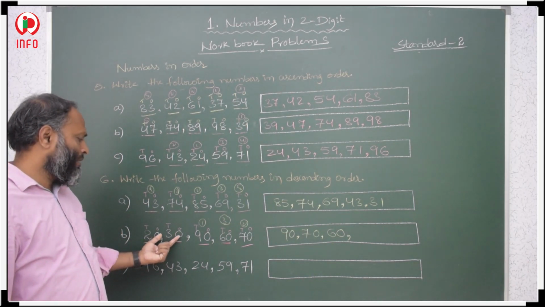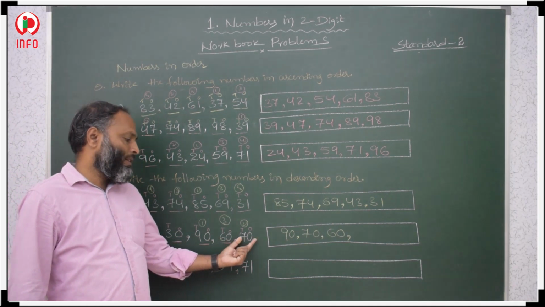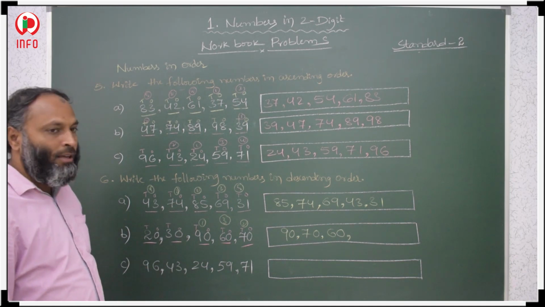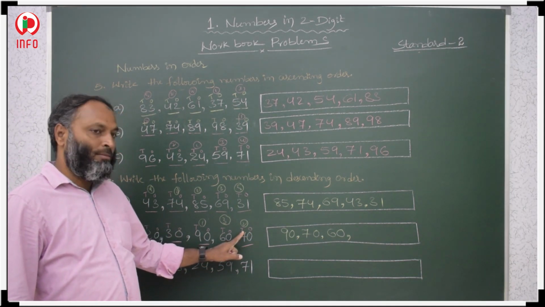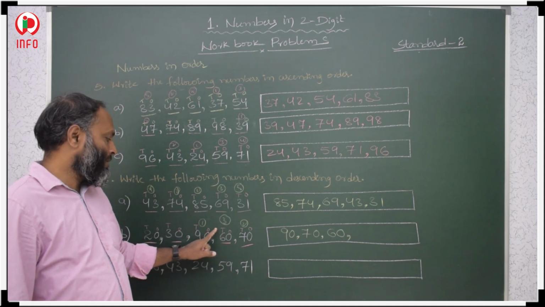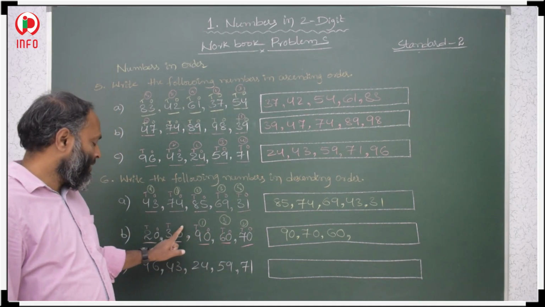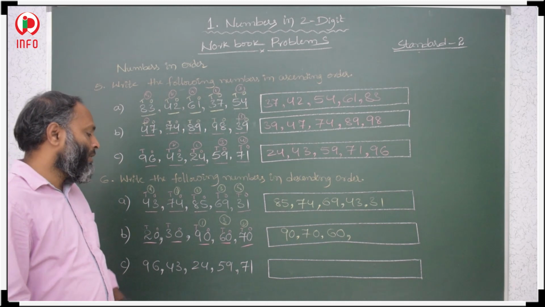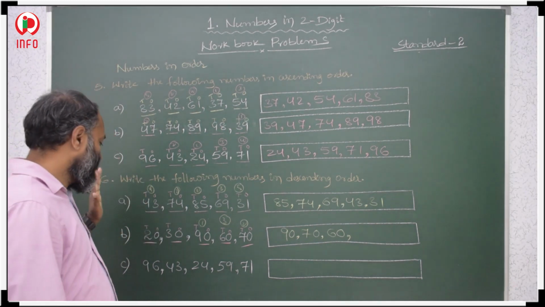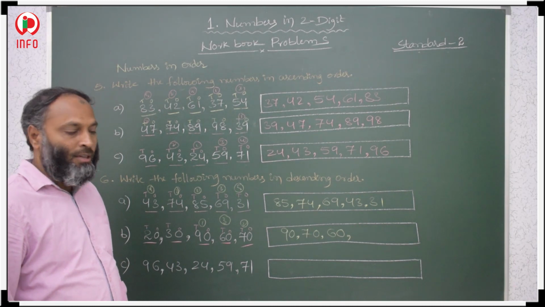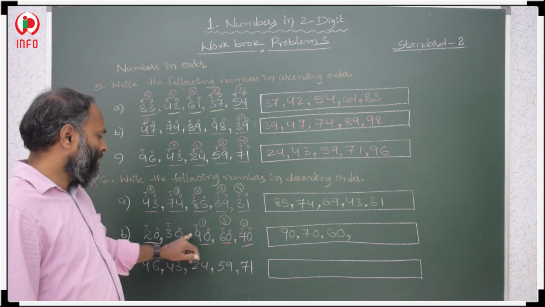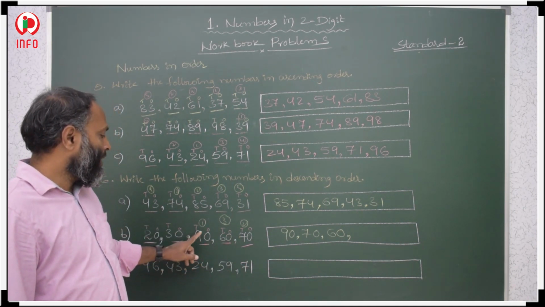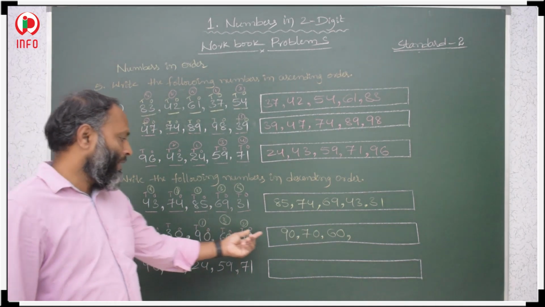So 20, 30, 90, 60 and 70. Total how many numbers are there? 5. We start comparison from left to right, that is from tens to ones. Tens places: 2, 3, 9, 6, 7. 9 is the biggest one, so 90 will come first.